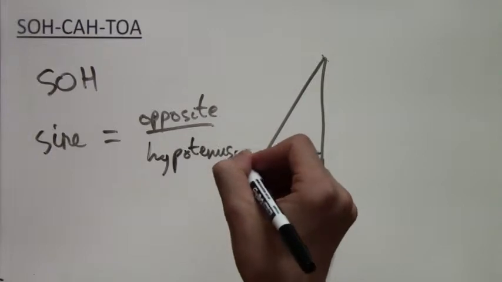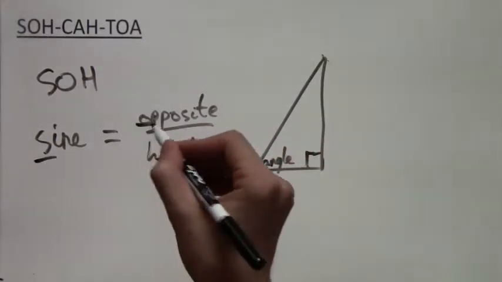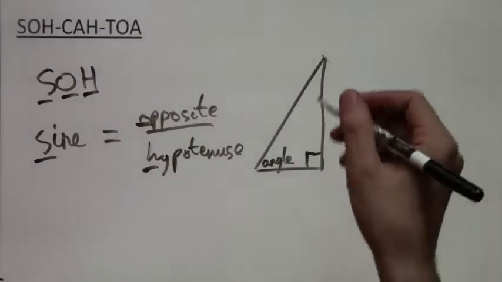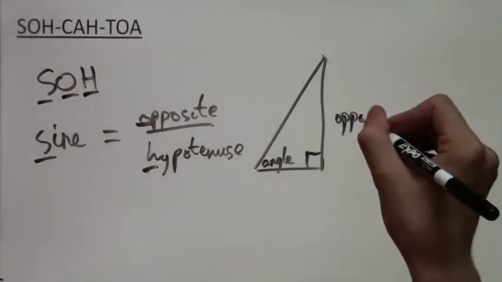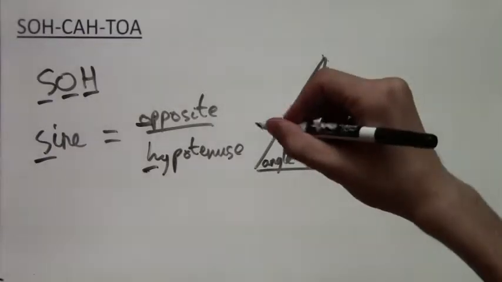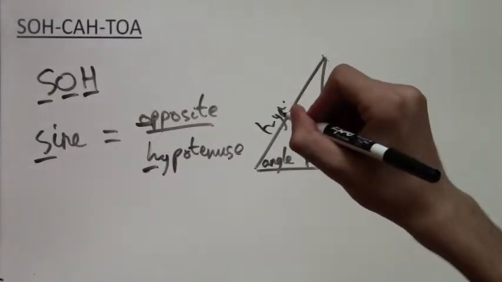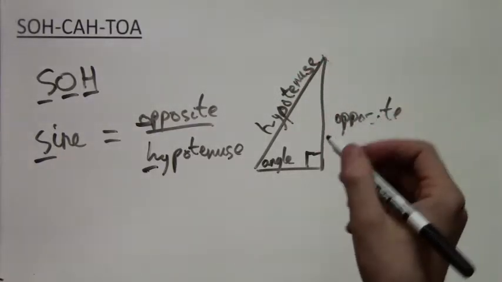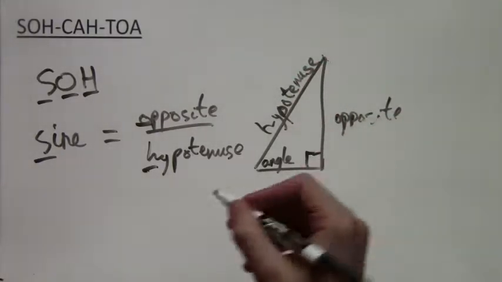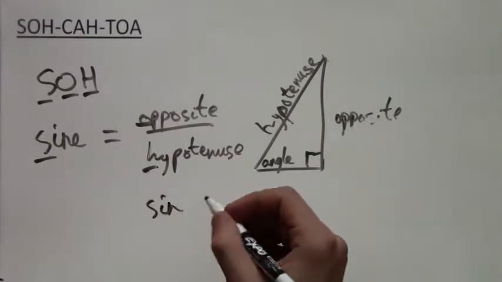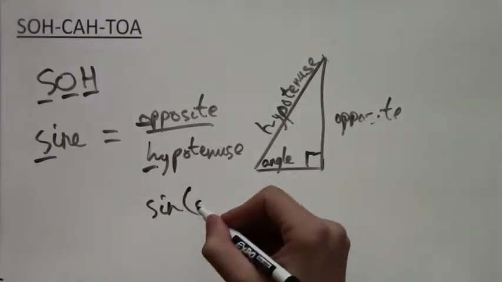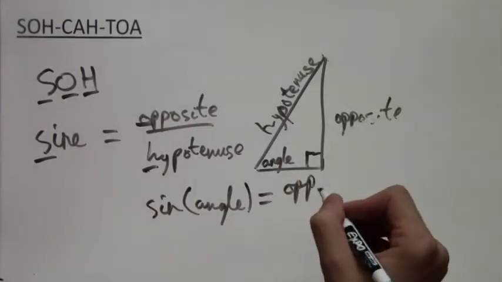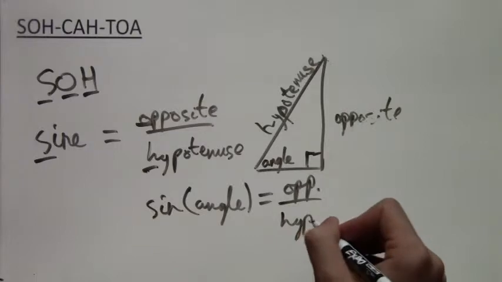The sine here is a special function. It's like a button on your calculator, kind of like a square root or taking a square, but of course it gives you different values. The SO part means sine equals opposite over hypotenuse, so that's why it's SOH. If you have this angle, that's the opposite side, and then we have the hypotenuse, then if you plug that angle into your calculator and take the sine of it, that equals the opposite side from the angle divided by the hypotenuse.